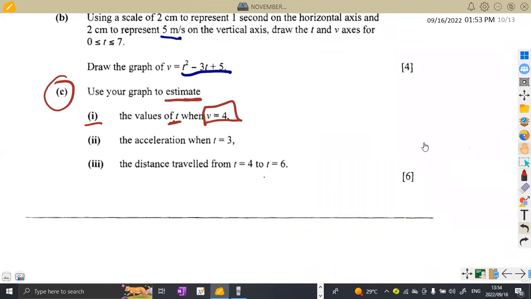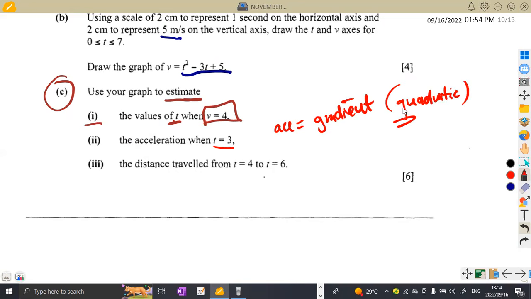The acceleration at t is equal to 3, when t is equal to 3. Guys, I told you that for acceleration, you do the same thing, the way that you calculated the gradient on a normal quadratic graph. Remember, when you had a quadratic graph, you calculated gradient. So the same way that you used to calculate gradient on a quadratic graph is the same way that you calculate acceleration, but you must know that acceleration is measured in what? Meters per square second. That is the only part that is important, but the way that you calculate that acceleration, you use gradient.